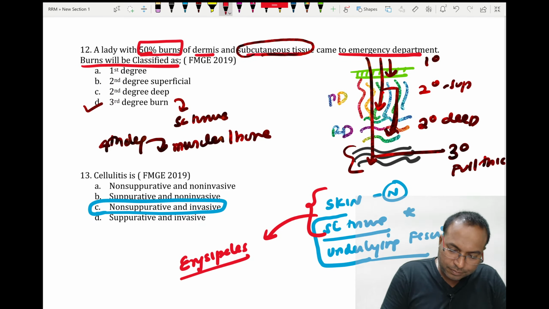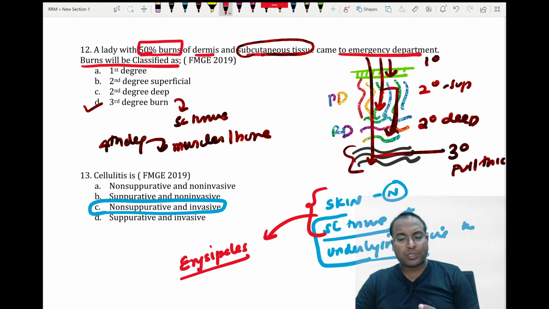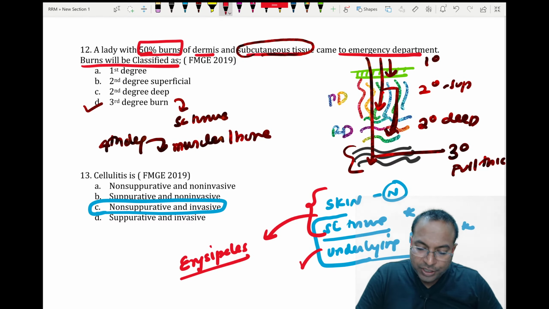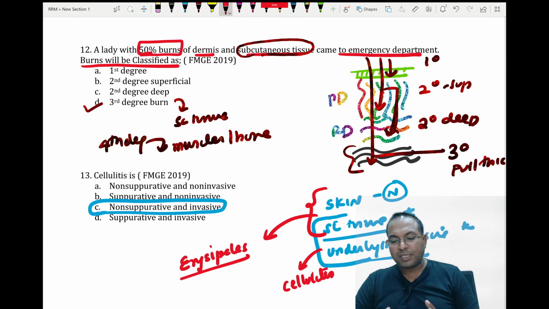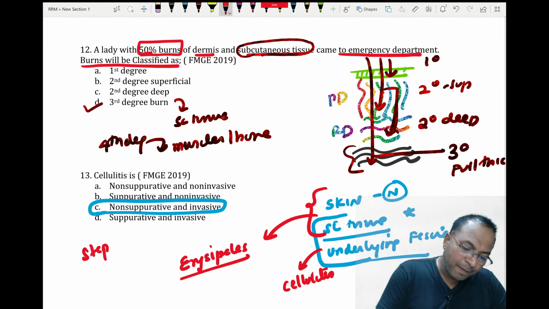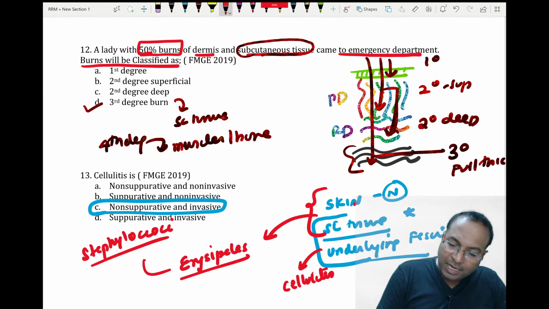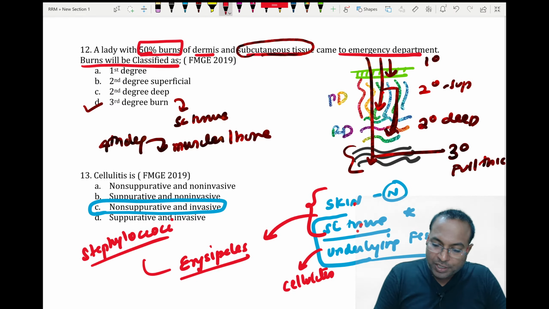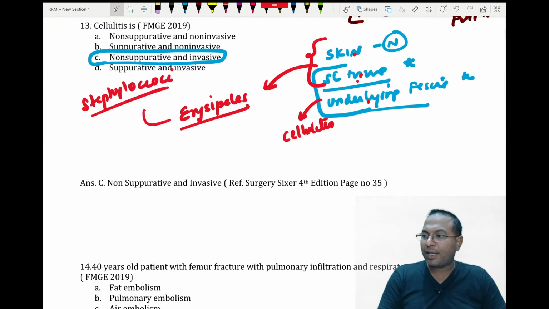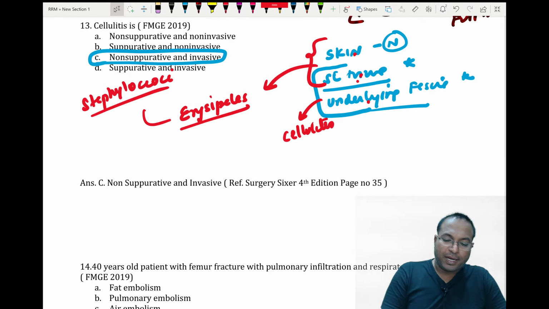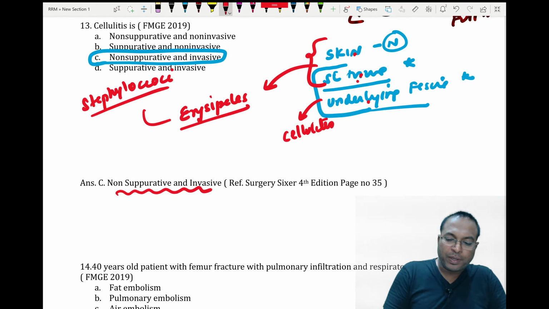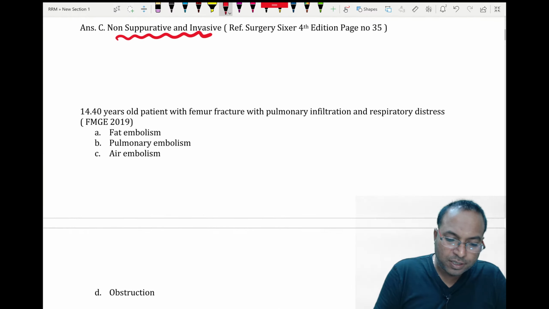erysipelas. These are all actually very basic questions. Erysipelas is an inflammation of the skin and subcutaneous tissue. Subcutaneous tissue and underlying tissue is known as cellulitis. So please remember this. Both are caused by staphylococci. Staphylococci involving skin and subcutaneous tissue is erysipelas. Subcutaneous tissue and underlying tissue is cellulitis. It is a non-suppurative and invasive condition. It's taken from surgery 6, sir.